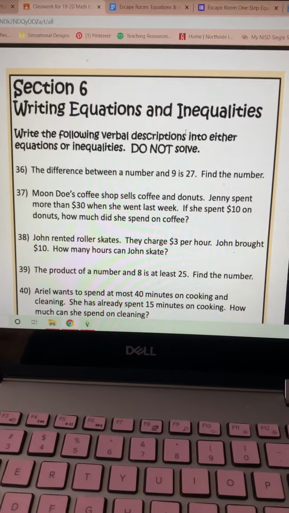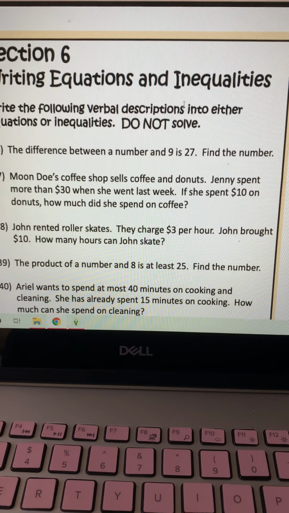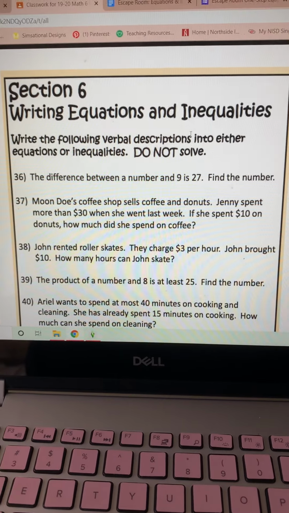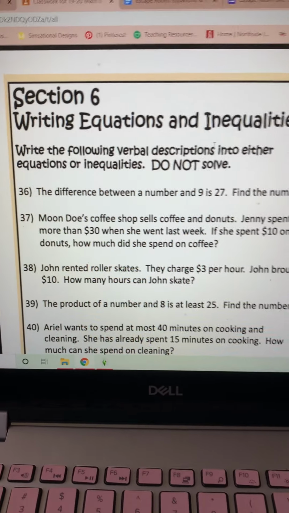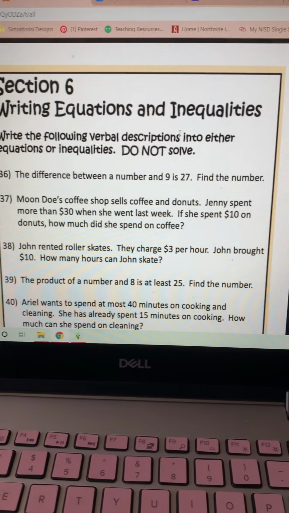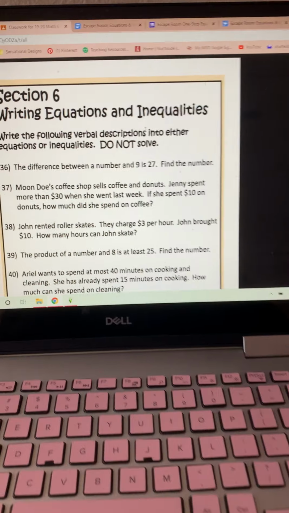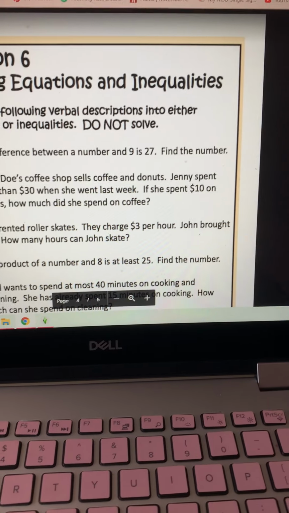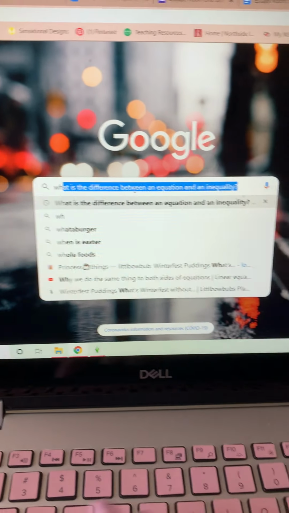Okay, now number 36, let's start there. It says the difference between a number and 9 is 27. Okay, now we can basically use our keywords to help us with this. It says difference. Now, if I look up the word difference, and I can do that, so let's say I need some help. What does difference mean?